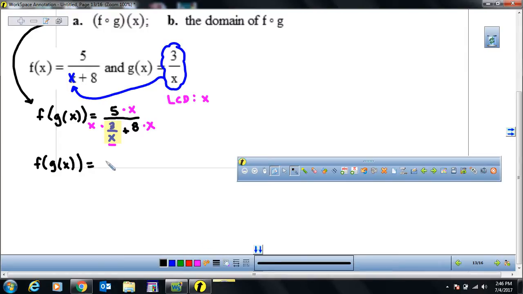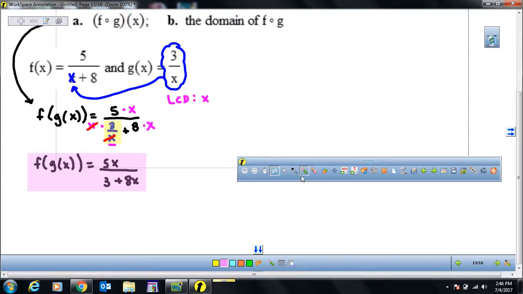That's how we simplify what we call a complex fraction. And this is going to give us 5 times x, which is 5x. Now, if you look at the denominator, right here, the x and the x are going to simplify each other. They're like factors. And that's going to leave you with 3 plus 8 times x, which is 8x. And this is a fraction in simplest form. f of g of x is equal to 5x over 3 plus 8x.